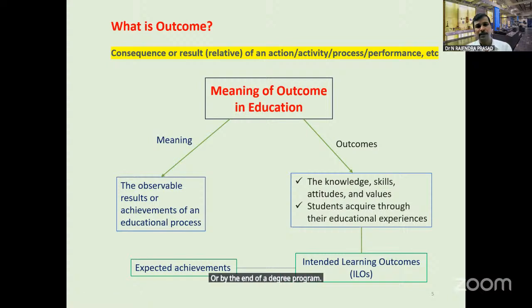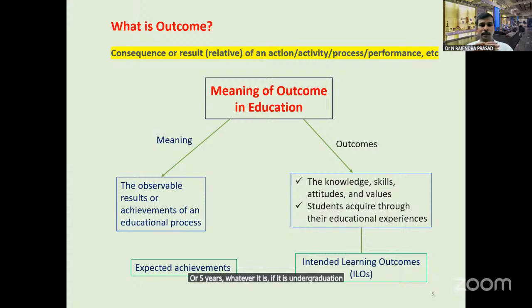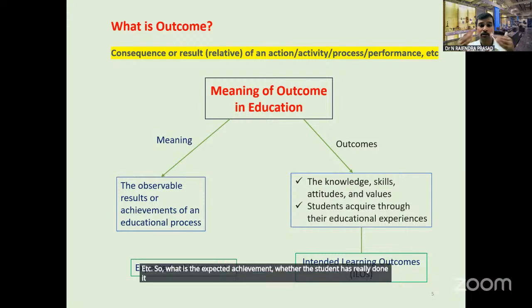Once a student joins your institute, different teachers will be teaching different courses throughout the semester, throughout the year, throughout the academic tenure, maybe for 3 years, 4 years, or 5 years, whatever it is. If it is an undergraduate degree, it is 3 years. If it is an honors degree, it is 4 years. If it is a master's degree, it is 2 years, etc. So what is the expected achievement, whether the student has really achieved it or not, you have to assess. That is the outcome.